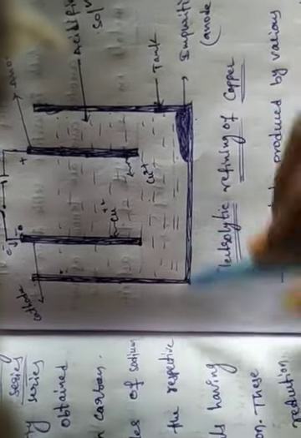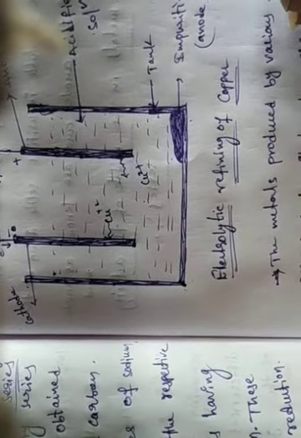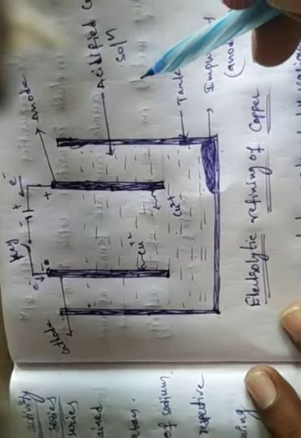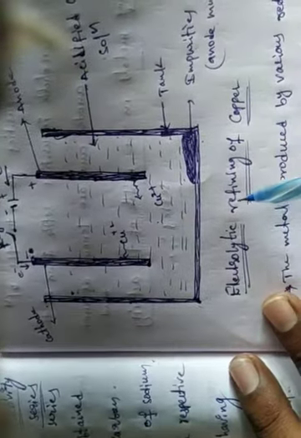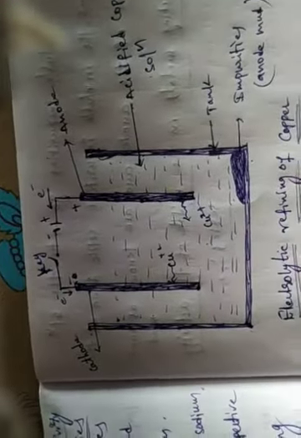Okay, this is a tank. In the tank we take the salt solution. This is an acidified copper sulfate solution. Okay, this is the electrolytic refining process.